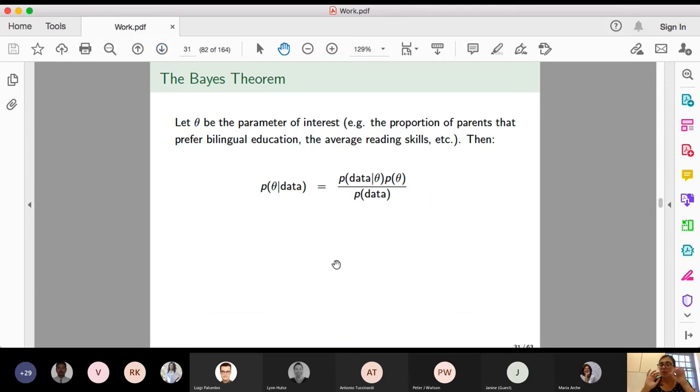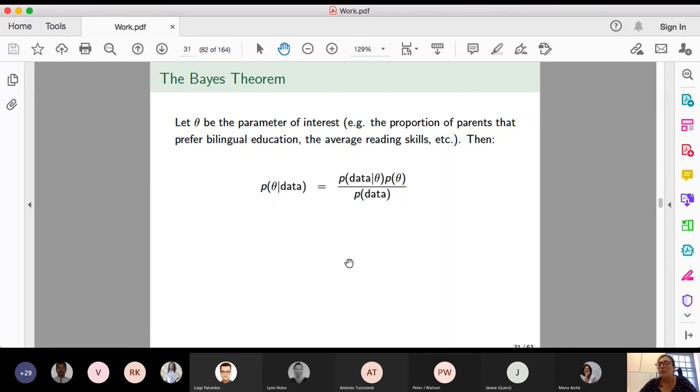So I hope with the plots you got an intuition of how these two things are combined, the prior and the likelihood, but now a little bit of math to see how this happens in reality. These two things are combined, the prior and the likelihood, by the use of the Bayes theorem. I'm using theta to refer to the parameter of interest. It could be a proportion, like the proportion of parents that prefer bilingual education, or it could be mu, the average of the population, the average of something that you want to study, or a variance, or an effect size, anything that you want to study.